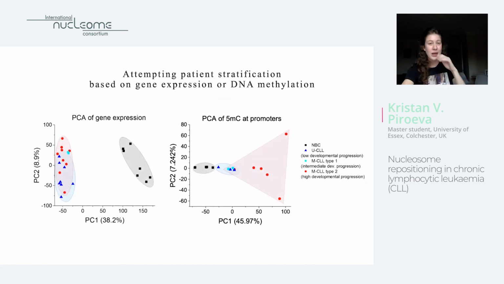And then finally, we attempted patient stratification based on a number of epigenetic parameters. We performed principal component analysis to investigate this. And what we found is that CLL can be differentiated from non-malignant B cells based on global gene expression. But CLL subtypes can't be distinguished based on that. We performed the same analysis, but using DNA methylation occupancy at promoter regions. But as you can see, distinction was not achieved again, as we see a partial overlap of the clouds here.